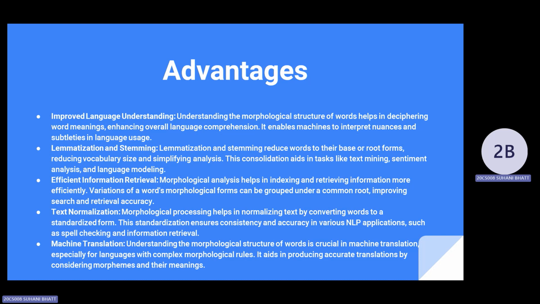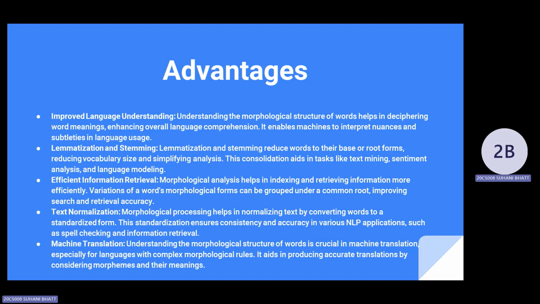Second is lemmatization and stemming. Lemmatization and stemming reduce words to their base or root forms, reducing vocabulary size and simplifying analysis. Then third is efficient information retrieval. Morphological analysis helps in indexing and retrieving information more efficiently. Variations of a word's morphological forms can be grouped under a common root, improving search and retrieval accuracy.